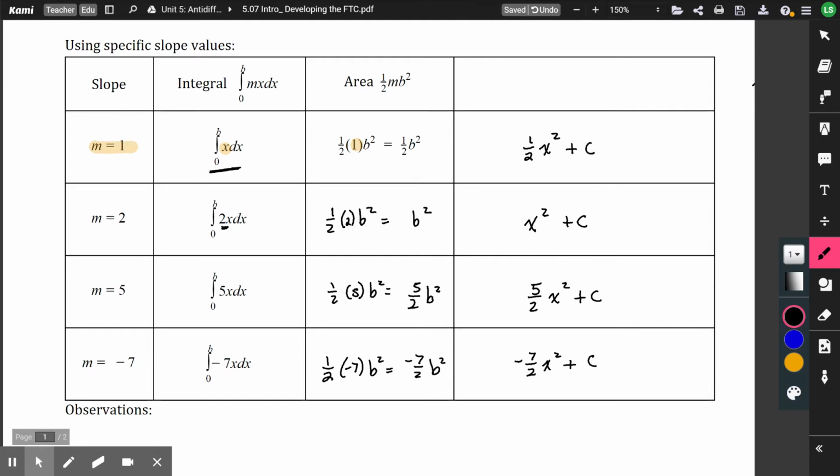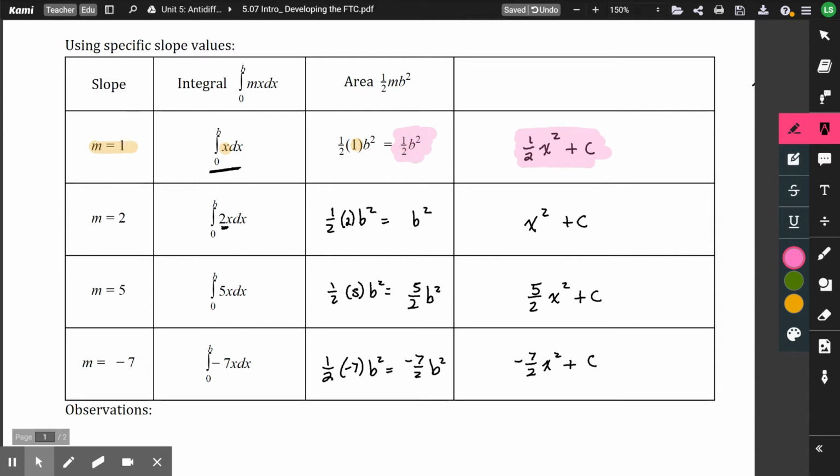So what we want to observe is what kind of connections we can make between our antiderivative and the area of our triangle. So take a moment to look at each one of these with the antiderivative and the area of the triangle and see if you notice any patterns.